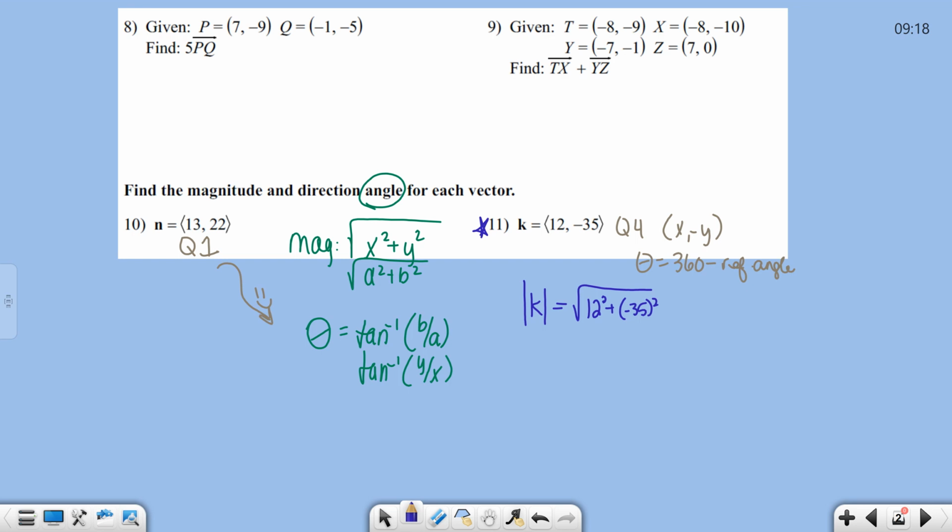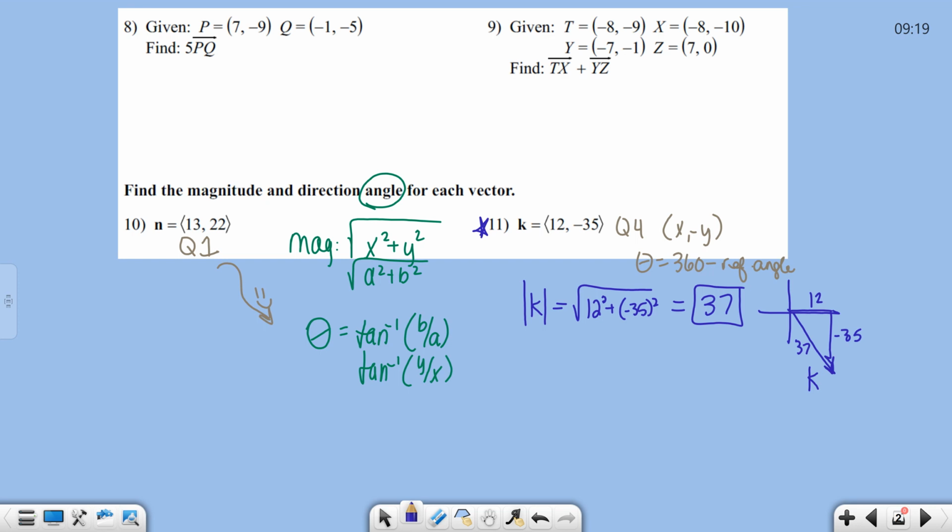So I'm putting that in my calculator real quick. Plus 35 squared, and that gives us, oh, perfect, a magnitude of 37. So if I were to sketch this vector, go to the right 12 and down, here's vector K, and its magnitude is 37. Horizontal distance or component is 12, vertical distance would be negative 35.